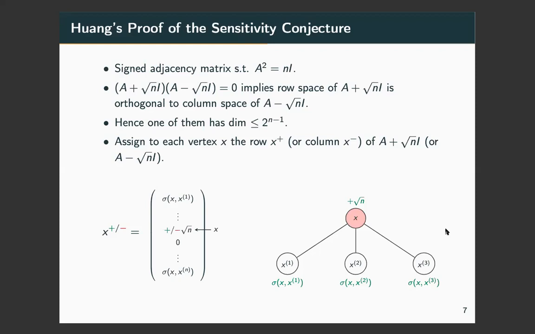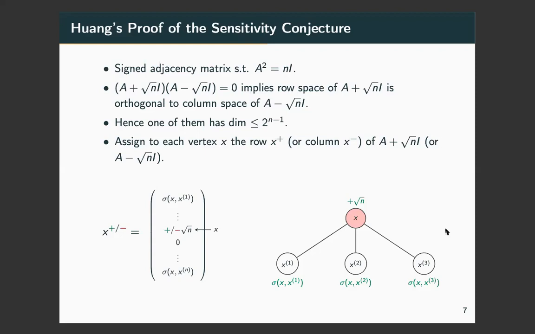At all the other entries y, we give sigma of x comma y. This means that the entries corresponding to neighbors of x are assigned plus or minus 1s, and those corresponding to non-neighbors are assigned zeros. Now, without loss of generality, let us assume that the smaller of the subspaces is the row space of A plus square root n I, and that we have assigned x plus vectors to every vertex x.